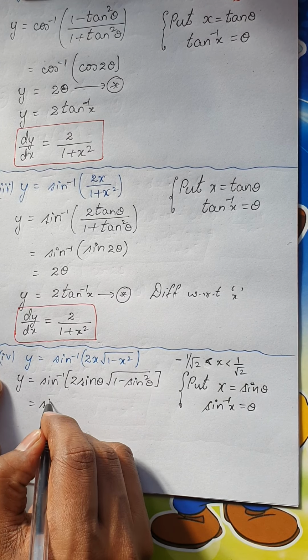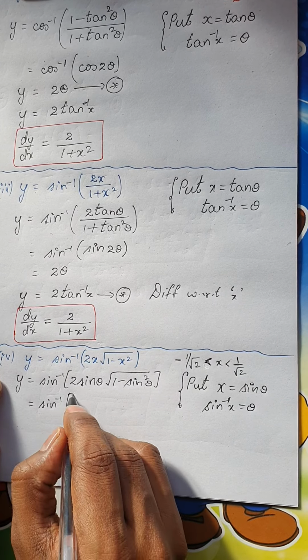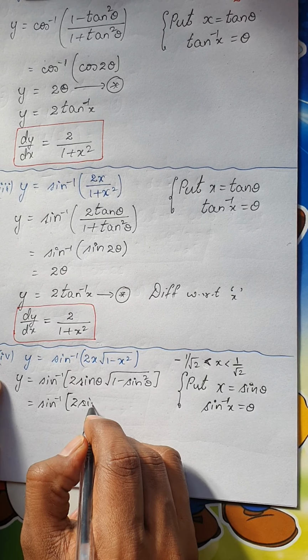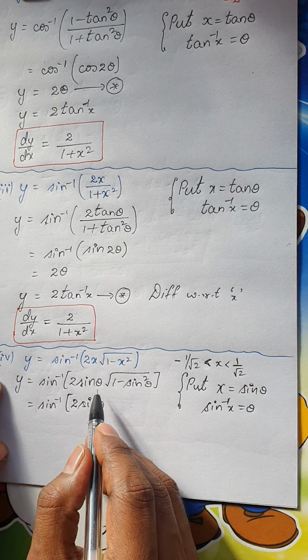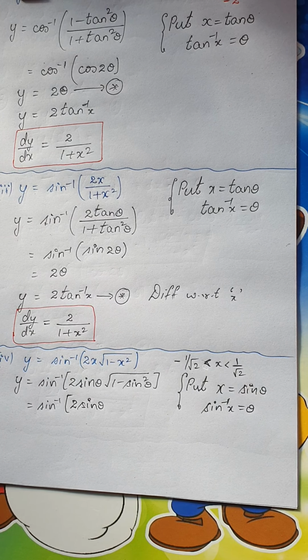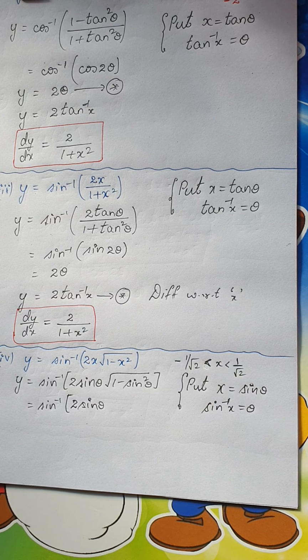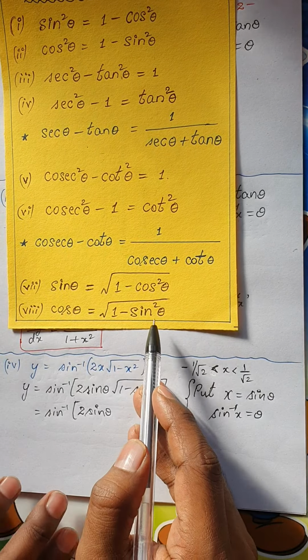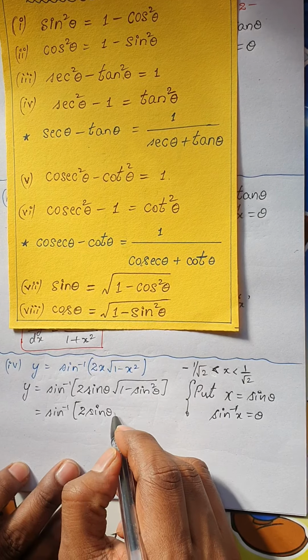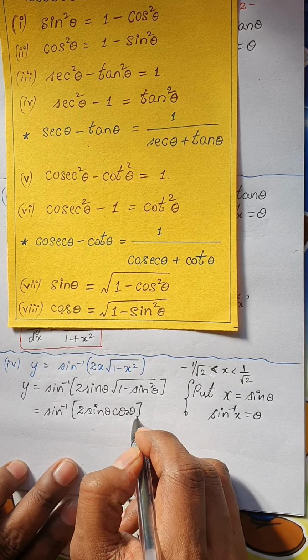So this is nothing but sine inverse of, remember, this is 2 sine theta into, as you have seen in inverse trigonometric functions, root of 1 minus sine square theta. We have just used the result just now. What is root of 1 minus sine square theta? This will be written as cos theta.